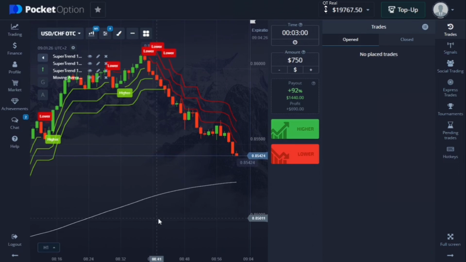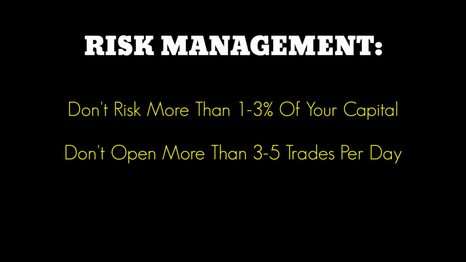Now just keep in mind, with this strategy, you're not always going to win. You will lose at times, but it's all about how you manage your risk. I do not recommend using more than 1 to 3% of your capital. If you do have a small account, it is understandable. At the same time, I also do not recommend that you open more than 3 to 5 trades per day. Take it easy, keep things simple, stick to the rules of the strategy, and you will be profitable.